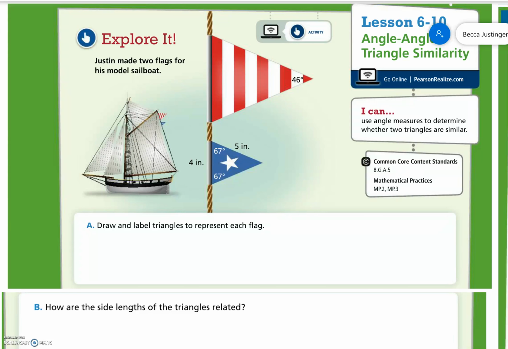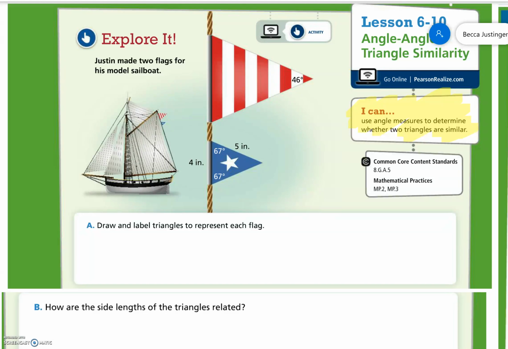Hi, 8th grade. Welcome to your last lesson of Topic 6, Angles, Triangle Similarity. By the end of the lesson, I want you to be able to say, I can use angle measures to determine whether two triangles are similar. Let's explore it. Justin made two flags for his model sailboat.